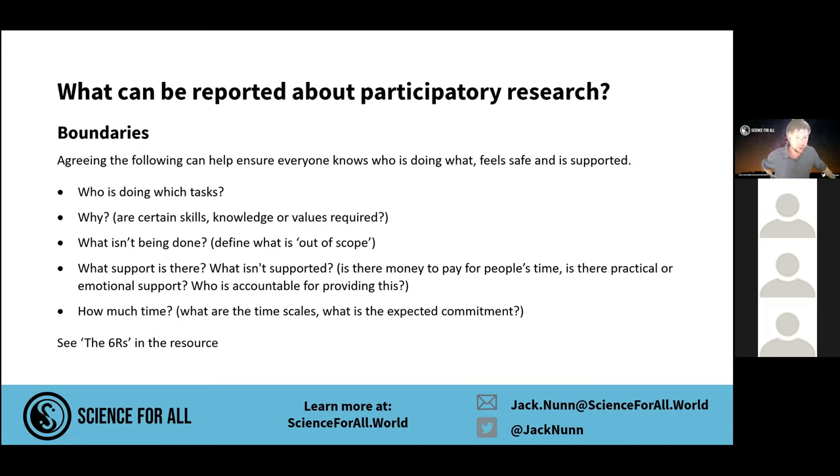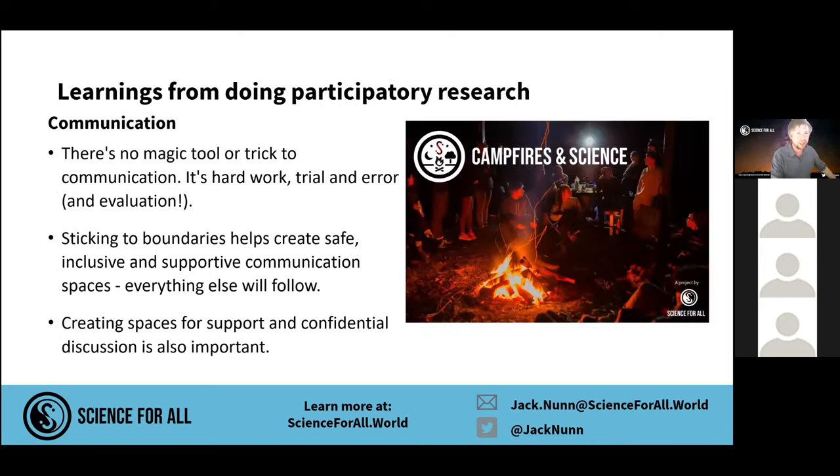And there's a resource called the 6 R's where it goes into more detail. And I should say, I'll provide a link at the end, but everything I'm saying today, there are references to all of it in an accompanying PDF which is on the Science for All website, scienceforall.world/events. And I'll share that link later.